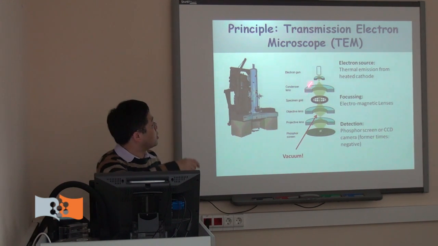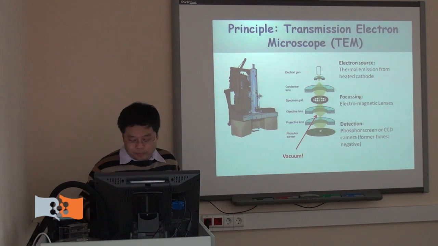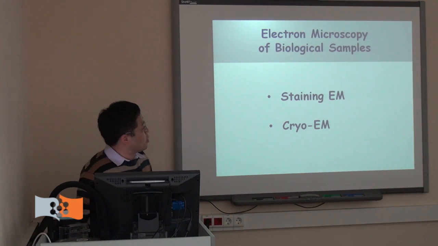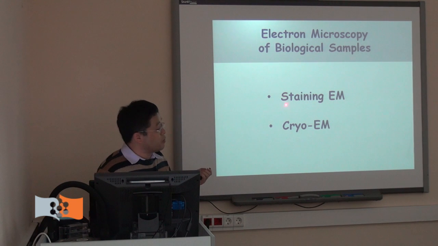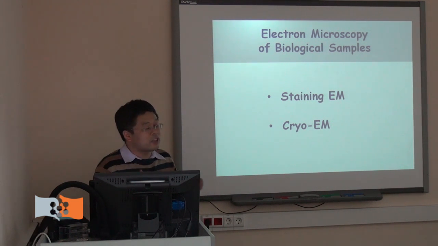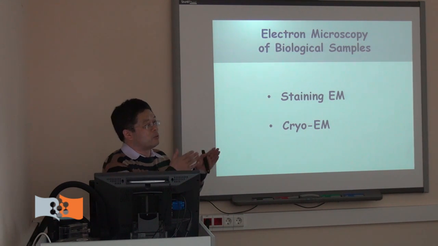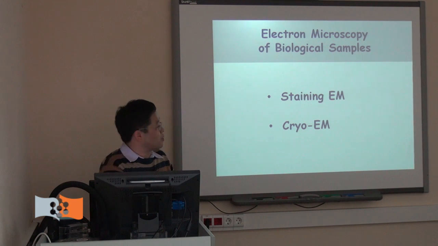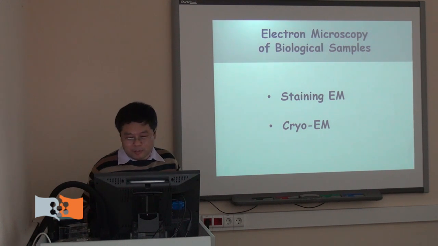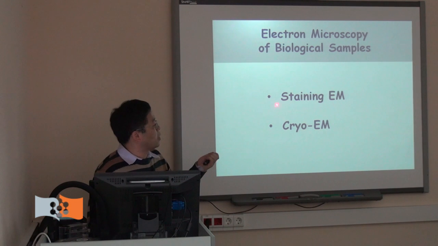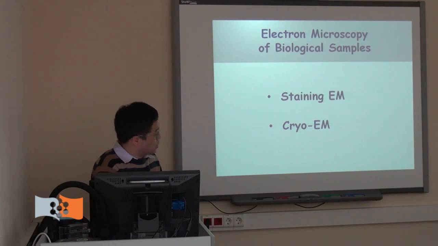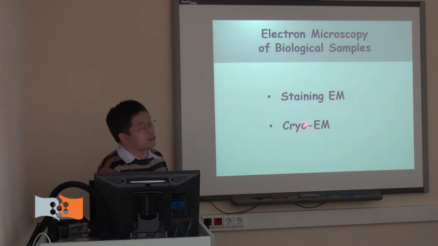So this is the principle of TEM. How can we see the sample? A lot of our biological samples are made of carbon, oxygen, and nitrogen, atoms with very low atomic number. So how can we see that? Basically, we have 2 kinds of methods: one is called staining EM, and the other is cryo-EM.